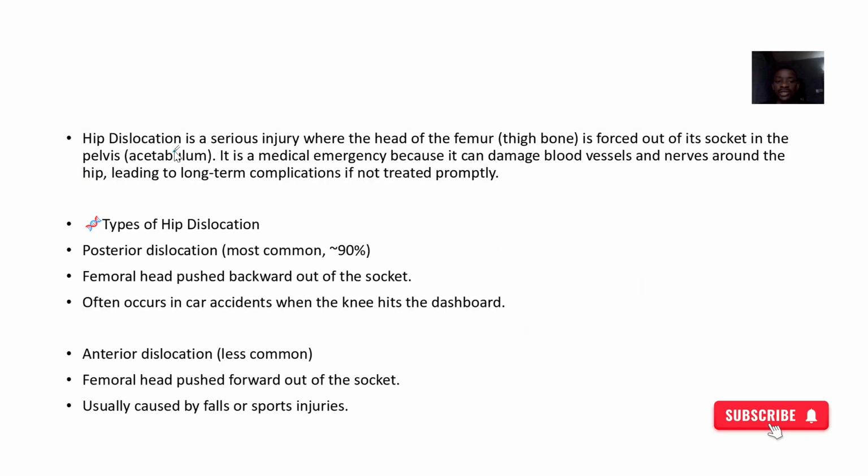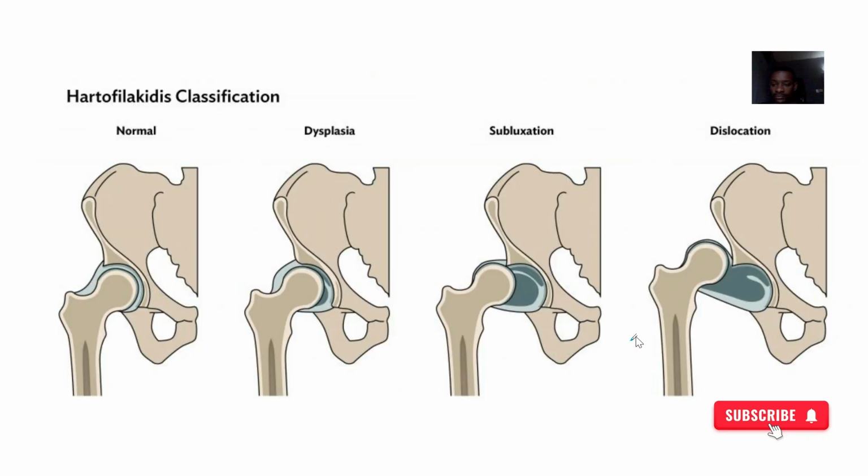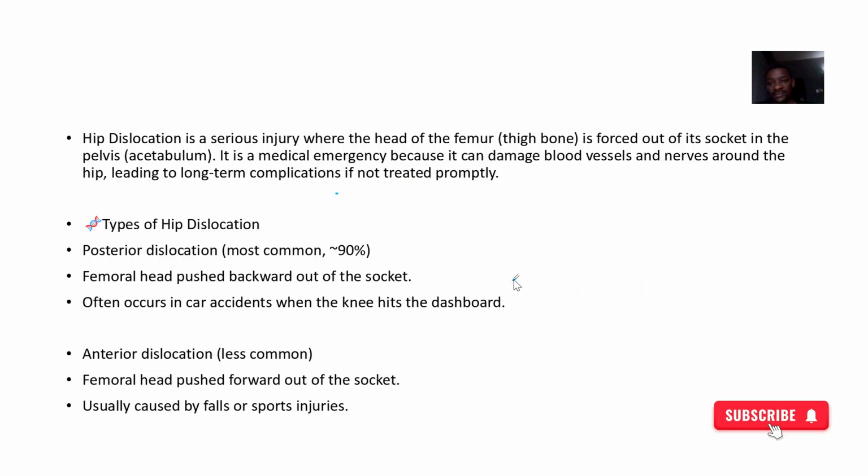So hip dislocation, just so you know, is a serious injury where the head of the femur, that's the thigh bone, is forced out of its socket. Normally it should be here and it should be peaceful, but once it is trying to come out, depending on the extent, dysplasia is just small, subluxation is just small, while dislocation is totally out. Do you understand the differences?